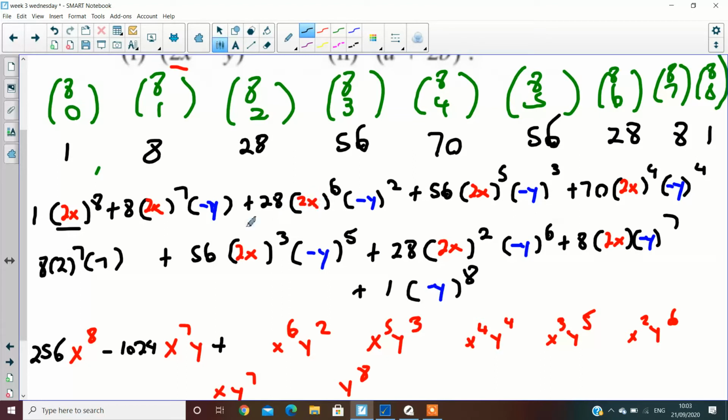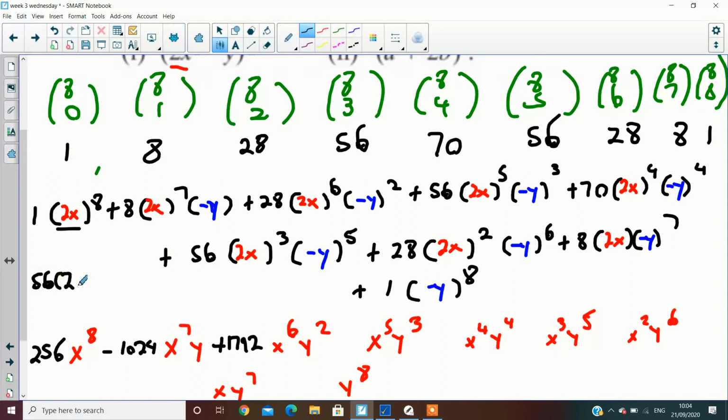28 multiplied by 2 to the power 6 times minus 1, sorry, minus 1 squared. My bad. What do you think you get? Anybody got it for me? 1792. Awesome. Next one, we're going for 56 multiplied by 2 to the power 5.